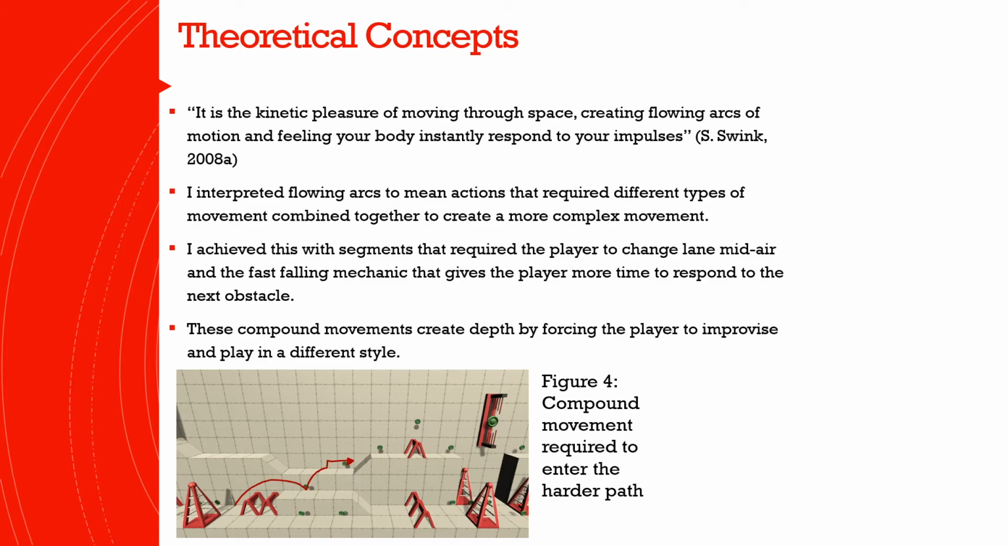It's the kinetic pleasure of moving through space, creating flowing arcs of motion and feeling your body instantly respond to your impulses. That is what Steve Swink said in his book. And I interpreted that as actions that required different types of movement. So if we go back to figure 4, you have to jump over the double barricade, and then you have to jump and also slide left at the same time to try and get onto this harder path.